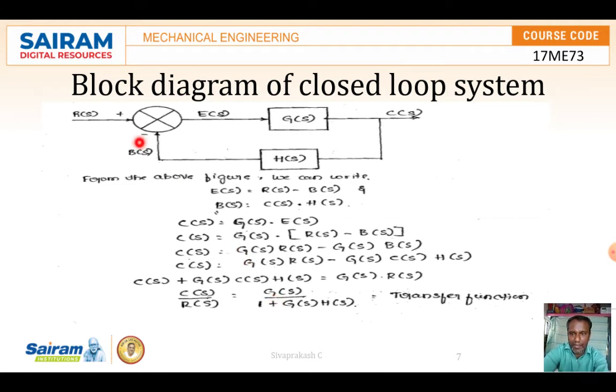Suppose here they are providing a plus symbol, the bottom one becomes a negative sign. Here they are providing a minus symbol, here it comes as a plus. So the common formula we are going to write is G of S by 1 plus or minus G of S into H of S. Suppose the sign they provide here is plus or minus, here it will change. Here minus means plus, here plus means minus. So we should remember that.